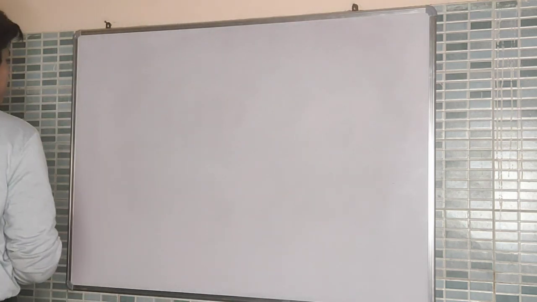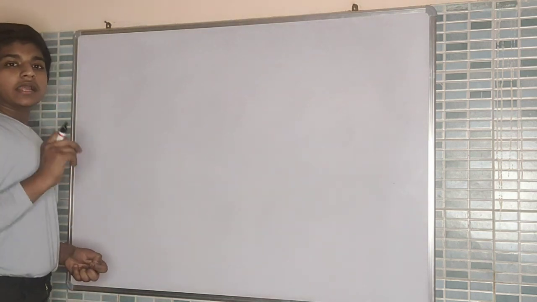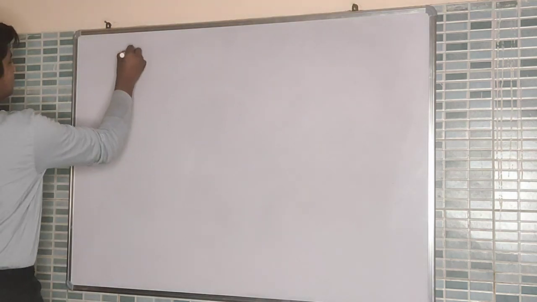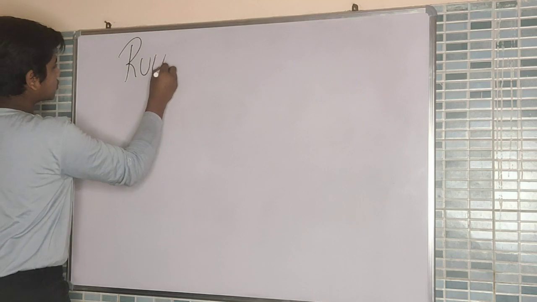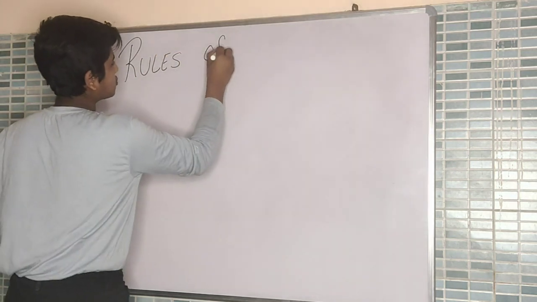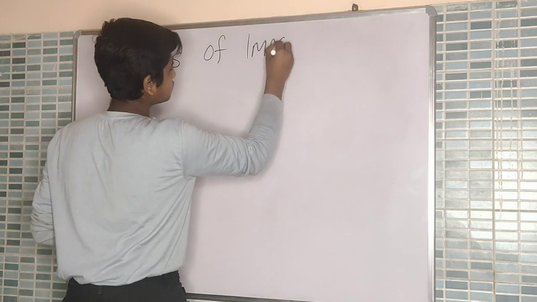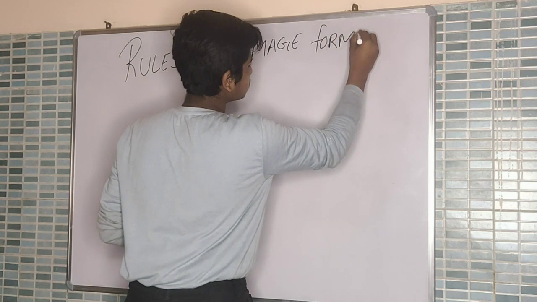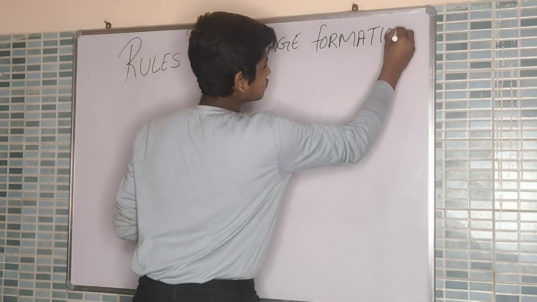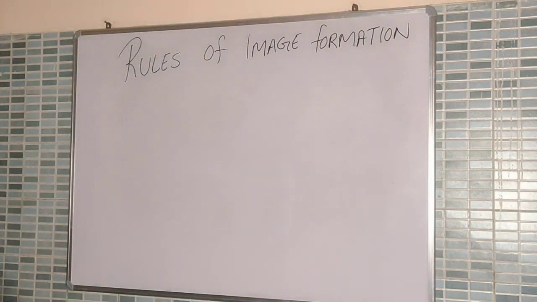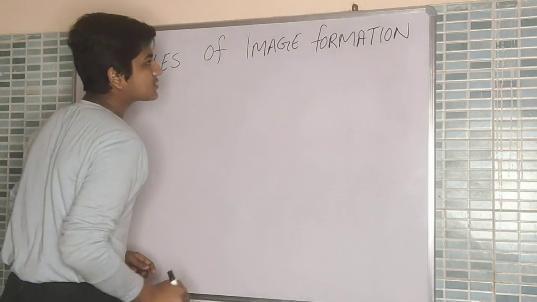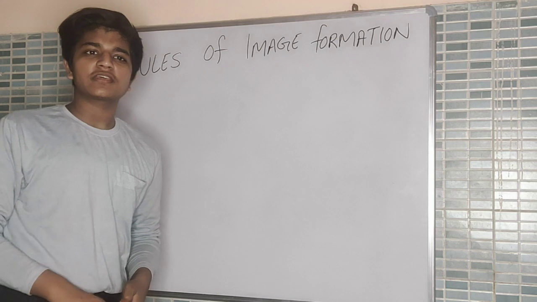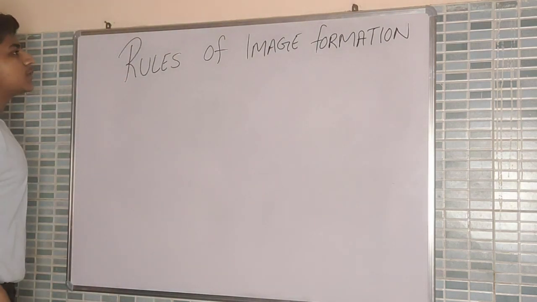In this video we are going to start with the main and the most important topic, that is rules of image formation. This is really important to study because without these rules, nobody can make an image by using a concave mirror, convex mirror, or a spherical or a plane mirror. So what are the rules of image formation?